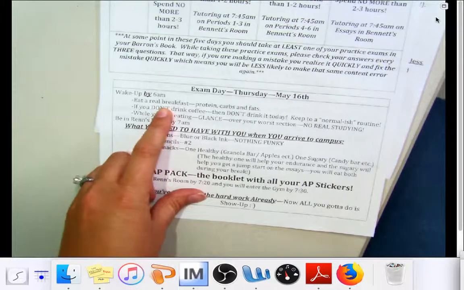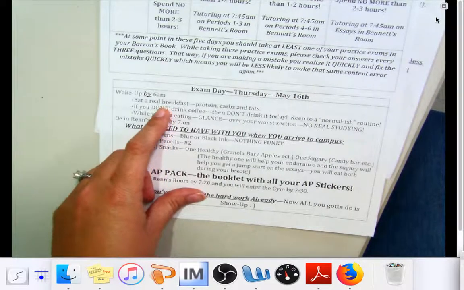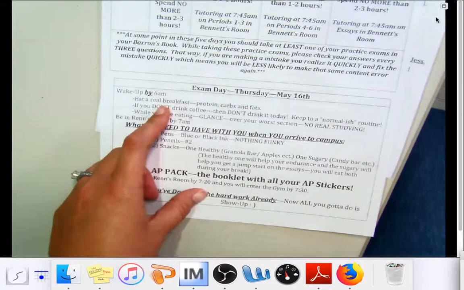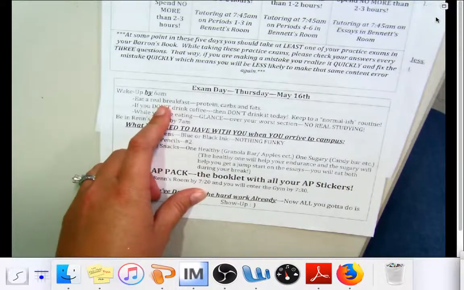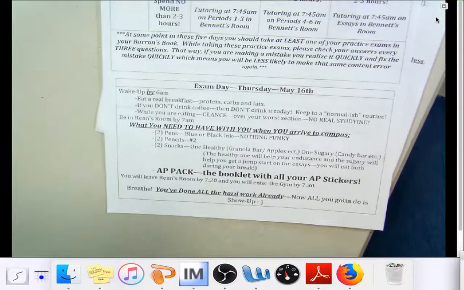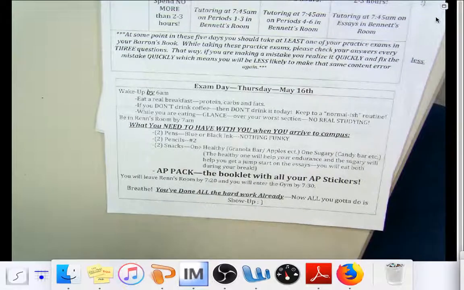If you don't drink coffee, don't drink coffee Thursday. If you don't drink an energy drink every morning and poison your liver, don't start it on Thursday. If you drink coffee, drink coffee. If you decide to poison your body every day by drinking an energy drink every day, then continue doing that. That's great. You're going to die at the age of like 22, but that's fine for you, I guess.